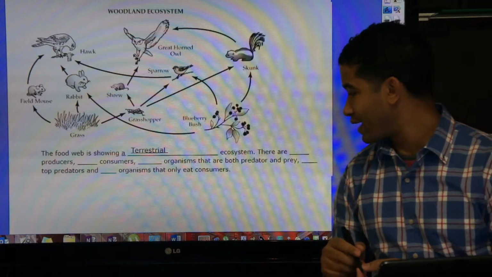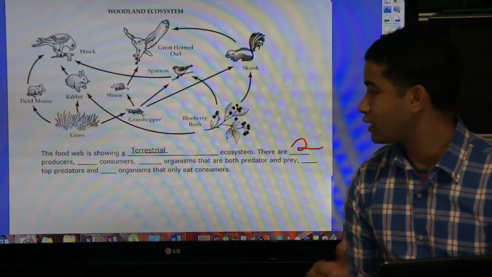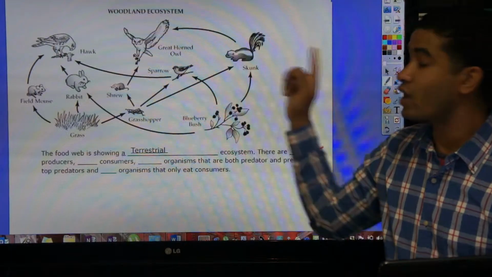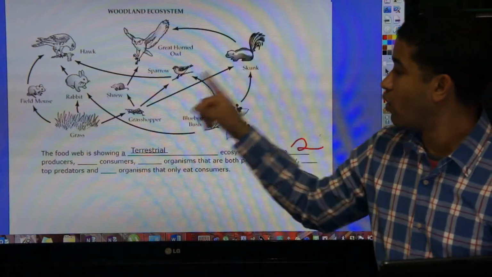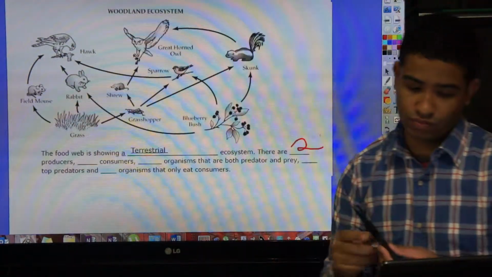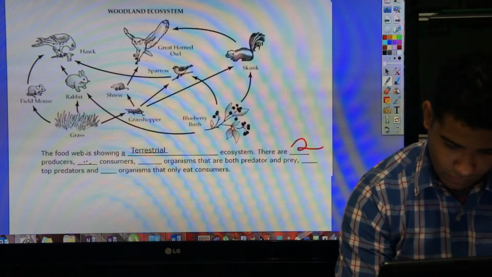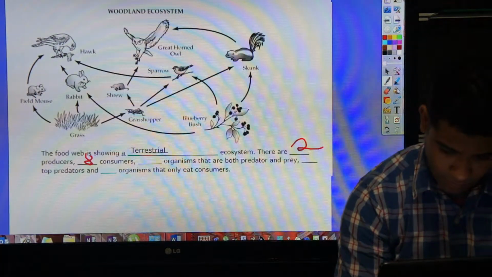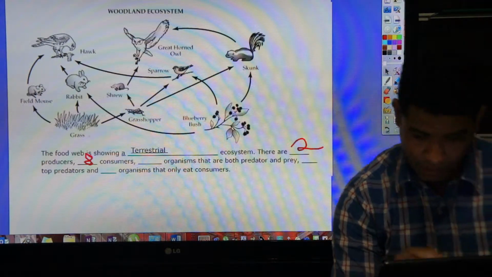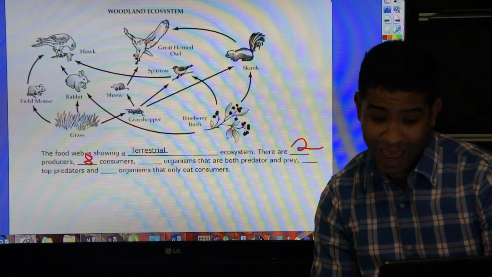So how many producers do we have? We have 2. Let's see if my pen will write. 2. Alright. Consumers, well, if we have 2 producers, everything else is a consumer. So 1, 2, 3, 4, 5, 6, 7, 8 consumers. 8 consumers.